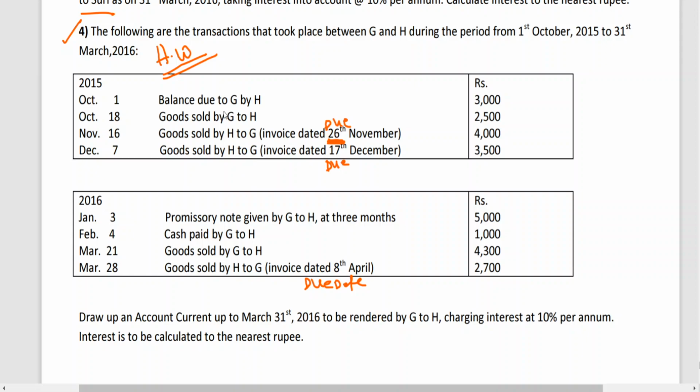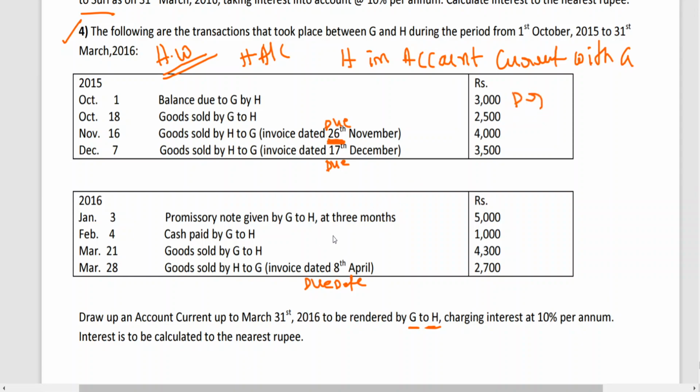Balance due to G by H. I explained who is preparing the account current. To be rendered by G to H. That means who is the receiver? H. H in account current with G. The simple logic is that the person who is rendering, his name should be last. The person to whom it has been rendered, his name should be written first. That means who is receiving? H. In simple words, it's like an H account. Balance due to G by H means which balance? A debit balance. That's it.